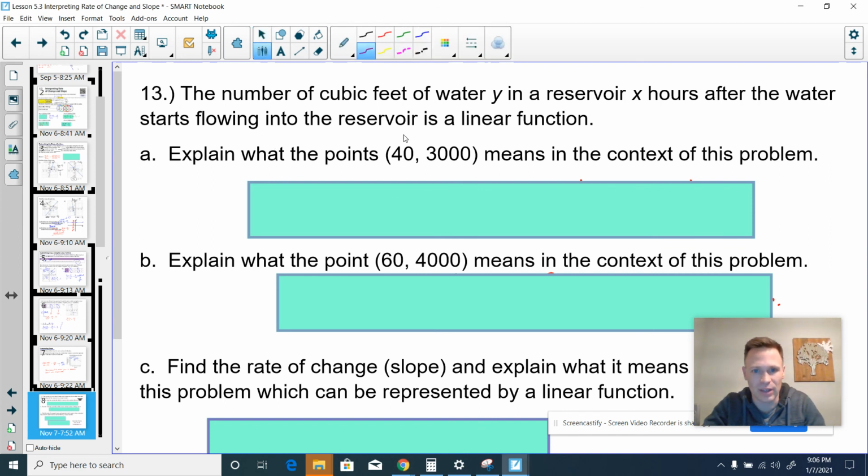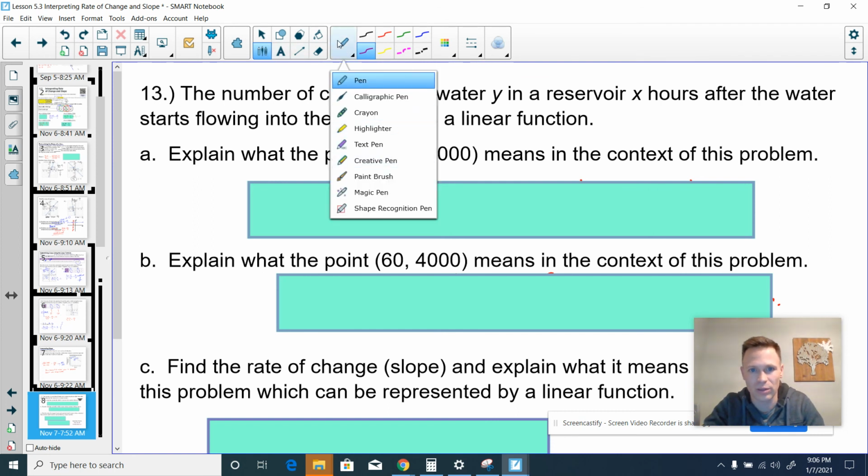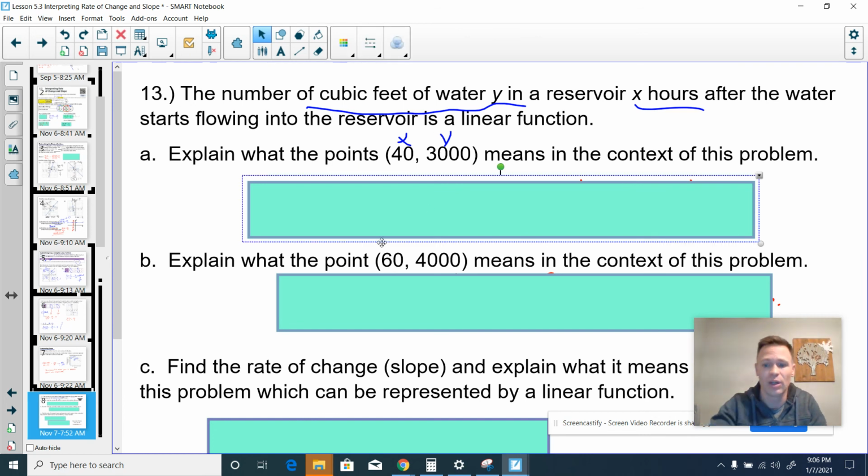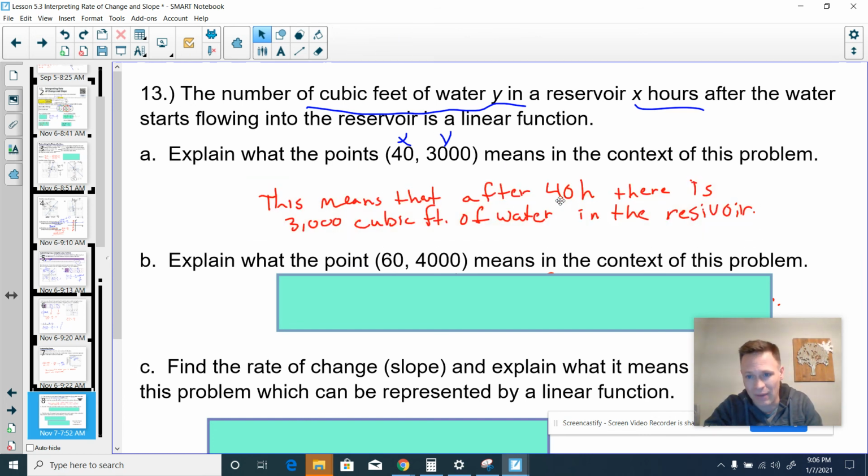So that means that this is my X value. This is a coordinate point that is marking those measurements. So this is X, this is Y, right? Well, if X represents hours and Y represents cubic feet of water, it says explain what the point (40, 3,000) means in the context of this problem. Well, it'd be 40 hours, and this would be cubic feet of water. So what that means is that after 40 hours, there is 3,000 cubic feet of water in the reservoir.